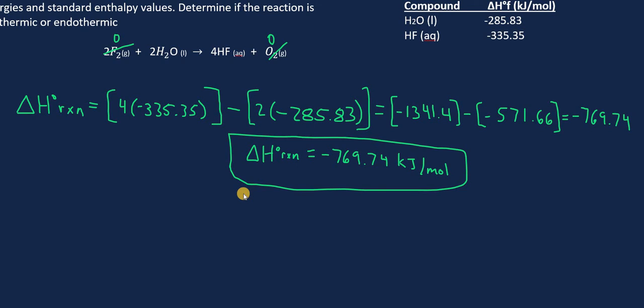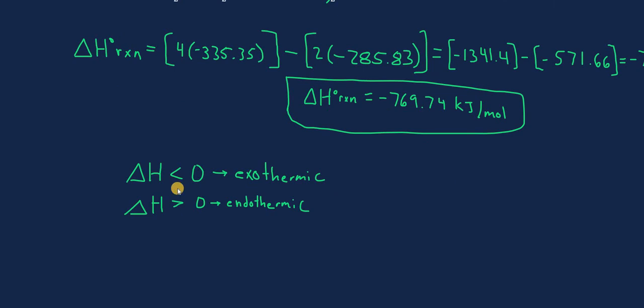There are 2 different scenarios for your value of delta H that will let you know if your reaction is exothermic or endothermic. If your value for delta H is less than 0, which means it's negative, then your reaction is going to be exothermic. And if your delta H value is positive, that means that your reaction is endothermic.